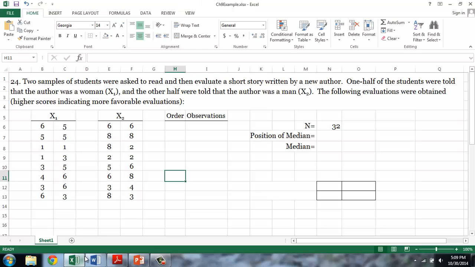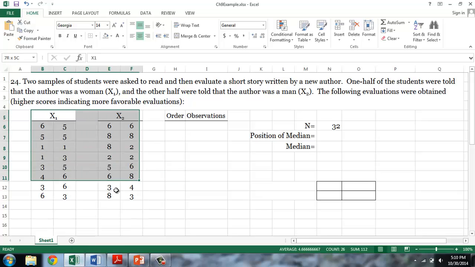I will use question 24 from the textbook as an example, which states, two samples of students were asked to read and then evaluate a short story written by a new author. One half of the students were told that the author was a woman, group X1, and the other half were told that the author was a man, group X2. The following evaluations were obtained, higher scores indicating more favorable evaluations, and the data is here.